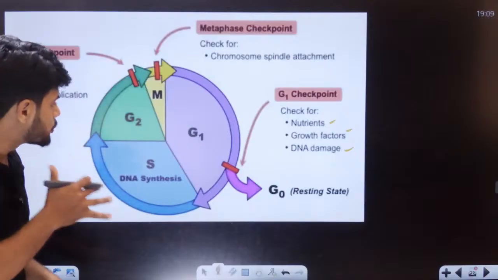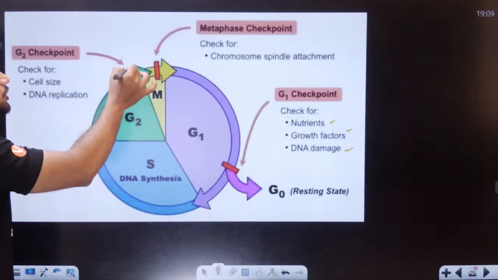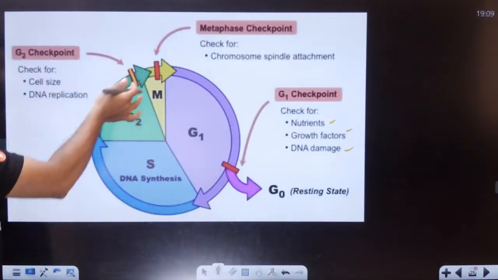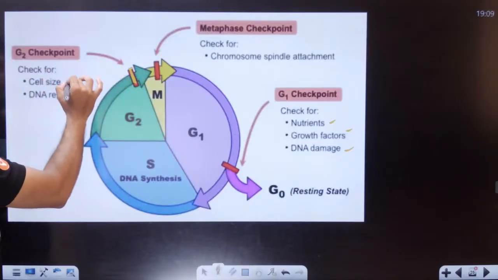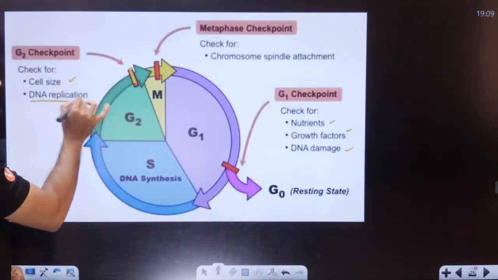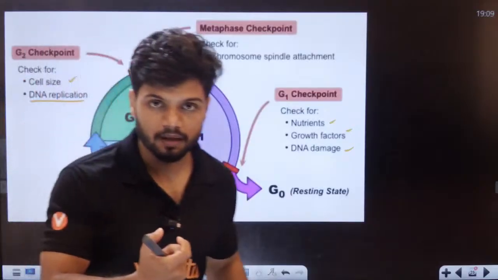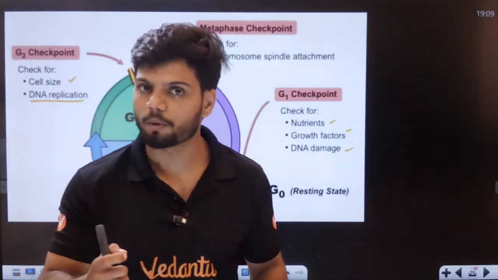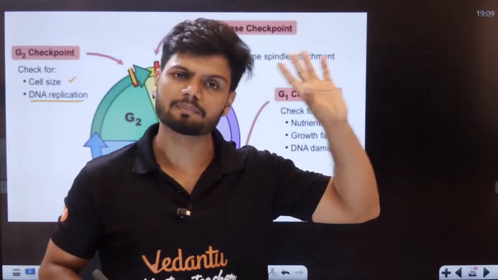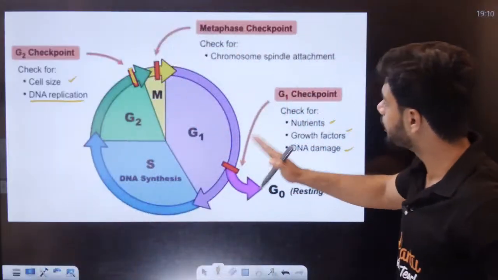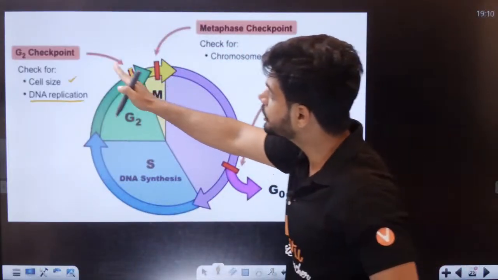Then students, right after G2, there's one more checkpoint here. This checkpoint will look for cell size, whether it is proper, and whether DNA replication has happened properly or not. If the DNA replication has not happened properly, it will send the cell back again. So these two are the main checkpoints, the G1 checkpoint and the G2 checkpoint.